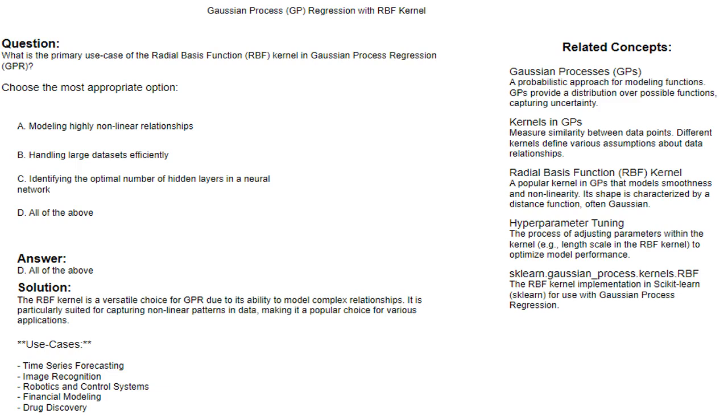Hyperparameter tuning: the process of adjusting parameters within the kernel, e.g. length scale in the RBF kernel, to optimize model performance. Consider the RBF kernel. Its length scale parameter controls the smoothness of the resulting function. A smaller length scale leads to a more wiggly function, while a larger length scale results in a smoother function.